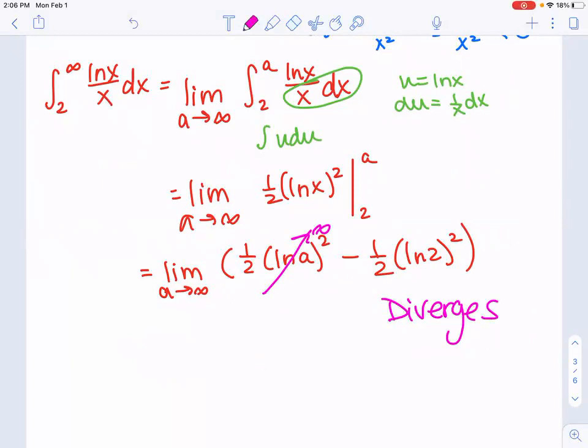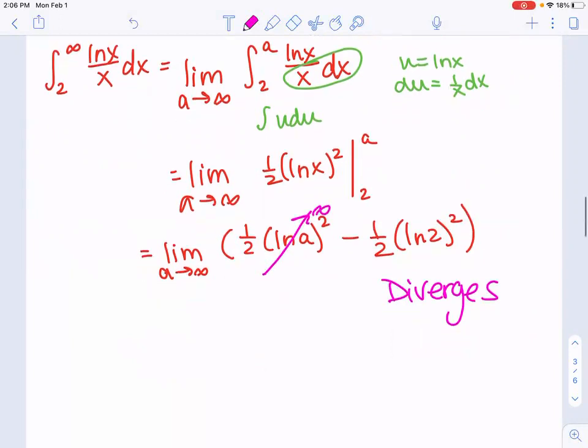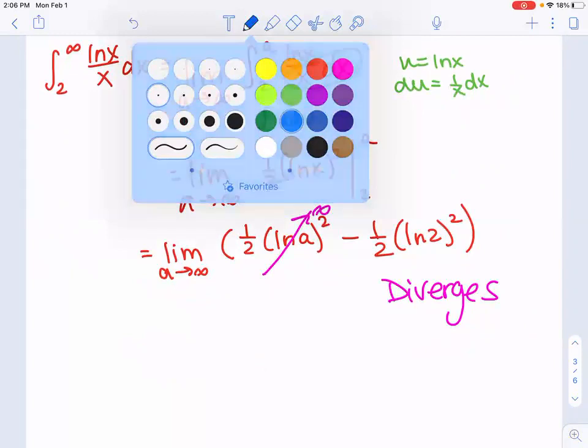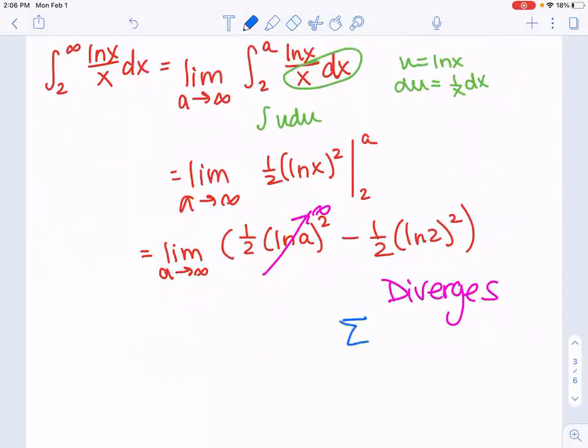Theoretically, if the second term was for some reason infinity, wouldn't you have to do like full log constant? Yep. But that's not going to happen, because you're always going to have a number. Yeah. So since this diverges, then our series also diverges by the integral test.